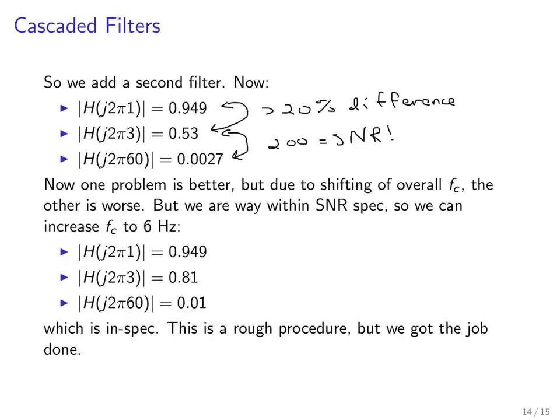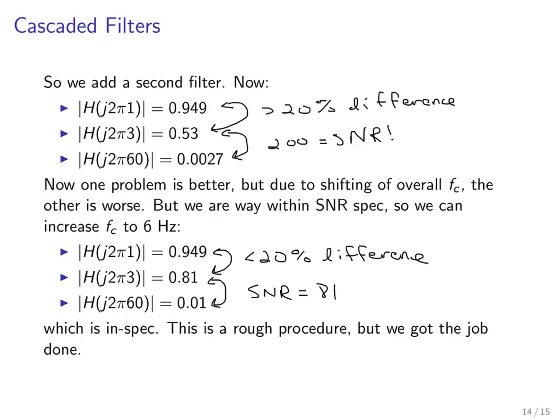When we do that, we get 0.949 at 1 again, 0.81 at 3 Hertz. And so now we are in spec on the 20% difference. We've given up some SNR, but it's pretty darn good at 81. Okay, so this is in spec now.